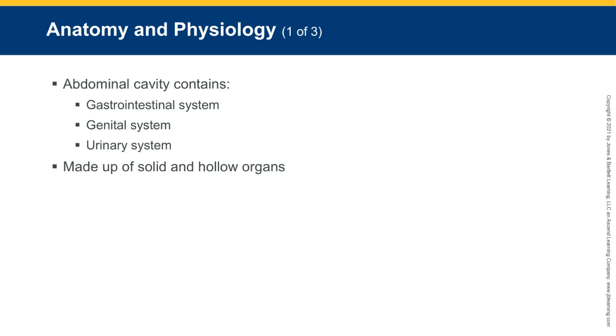The abdominal cavity houses several important systems, including the gastrointestinal system, the genital system, and the urinary system. These systems are composed of both solid and hollow organs. Solid organs, such as the liver and spleen, are highly vascular, meaning an injury can lead to severe internal bleeding. Hollow organs, such as the stomach and intestines, contain substances that, if leaked, can cause infection and inflammation in the abdominal cavity.